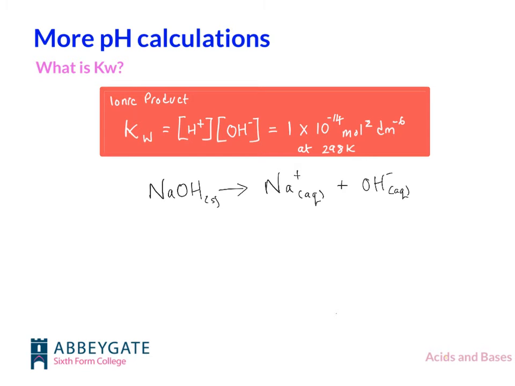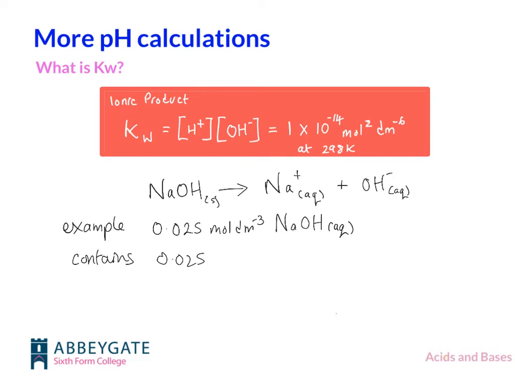So, for example, if we had 0.025 mole per decimeter cubed sodium hydroxide solution, we could work out its pH, because we would know that it contains 0.025 moles per decimetre cubed hydroxide ions. And then we can use Kw.